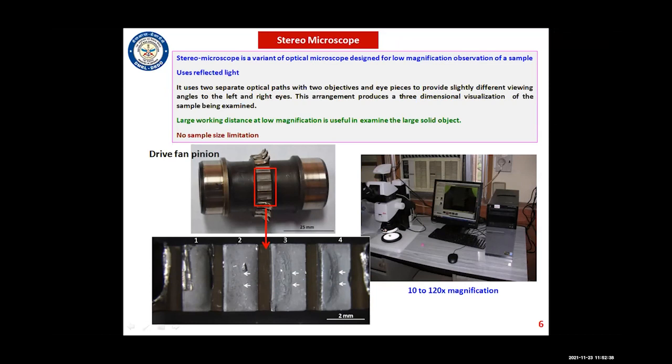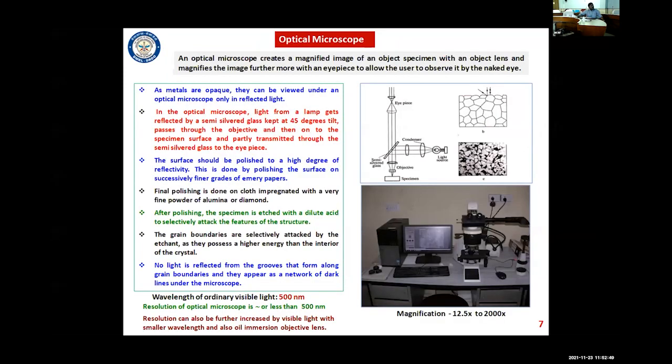Suppose you want to see details within this, the microstructures in this drive pan pinion. Now I have to go for the optical microscope and the scanning electron microscope. If you see the optical microscope, it creates a magnified image of an object specimen with an object lens and magnifies the image further with an eyepiece to allow the user to observe it by the naked eye.